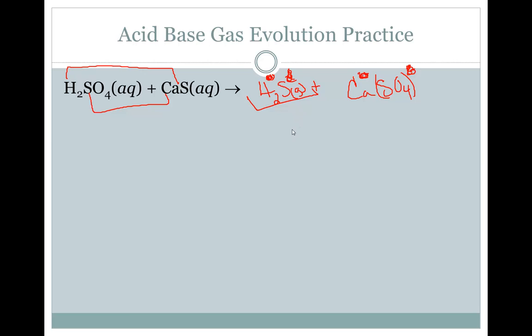The next thing is to check the solubility of CaSO4. This is actually insoluble, which is making this a solid. And you can check that by looking at the solubility rules. So the final product is H2SO4 aqueous plus CaS aqueous yields H2S gas and CaSO4 solid.